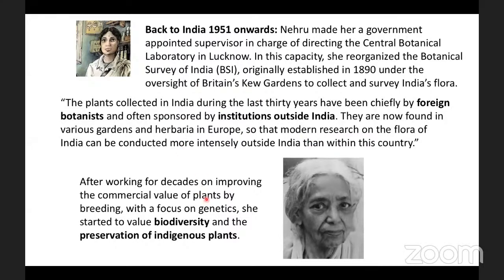After working for decades on improving the commercial value of plants by breeding, by focusing on genetics, she finally saw the value of biodiversity. She looked at native plants. She wanted more and more biodiverse plants. She is really focused on diversity and preservation of indigenous plants.